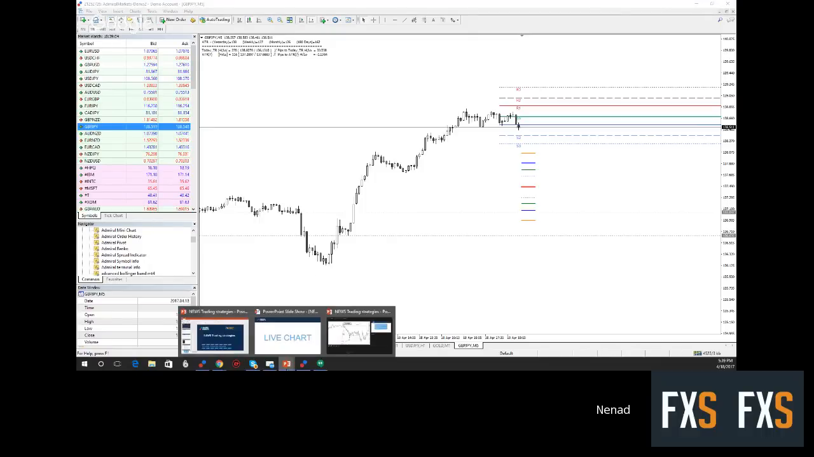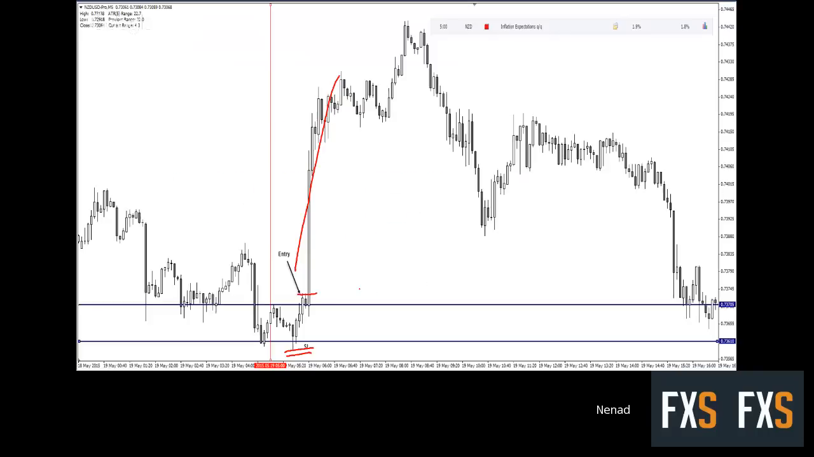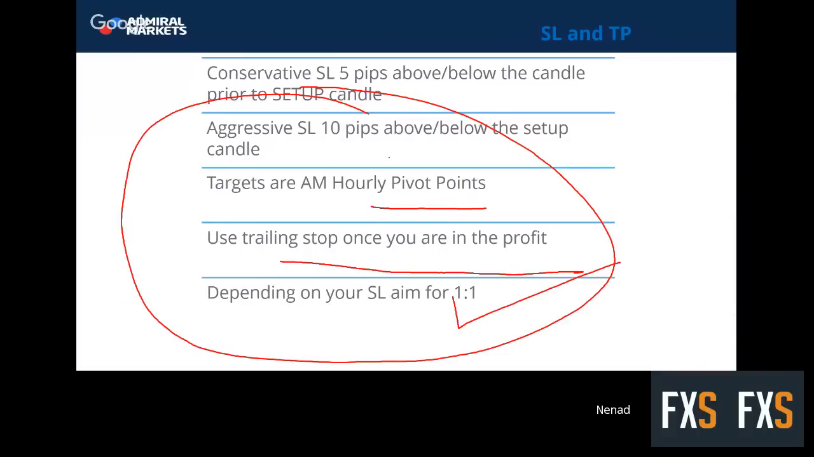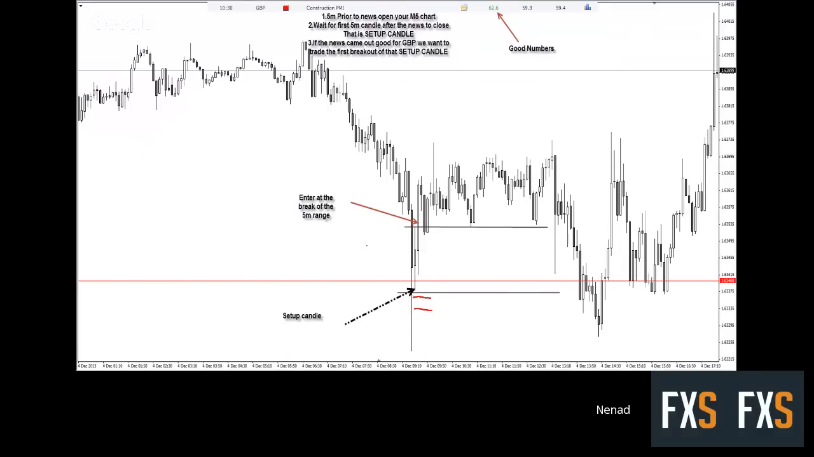Now, this is the so-called proactive setup. So the proactive setup is very, very clear. These are the rules. Okay, if anything is not clear, don't hesitate to ask me, because now I will show you how I trade NFP. NFP is a little bit different. Okay, so this is how I trade NFP.